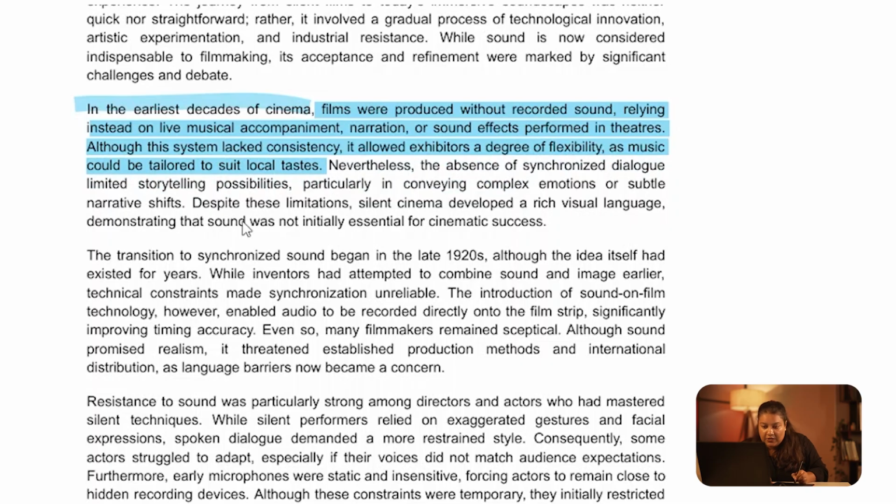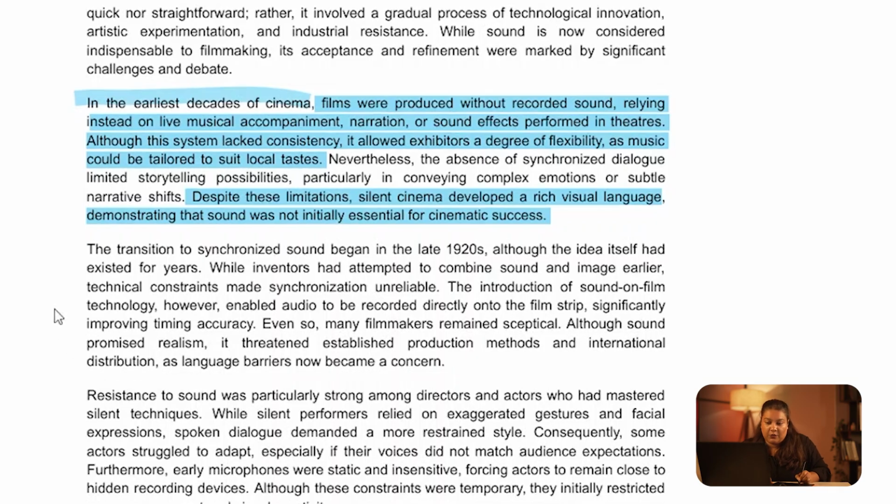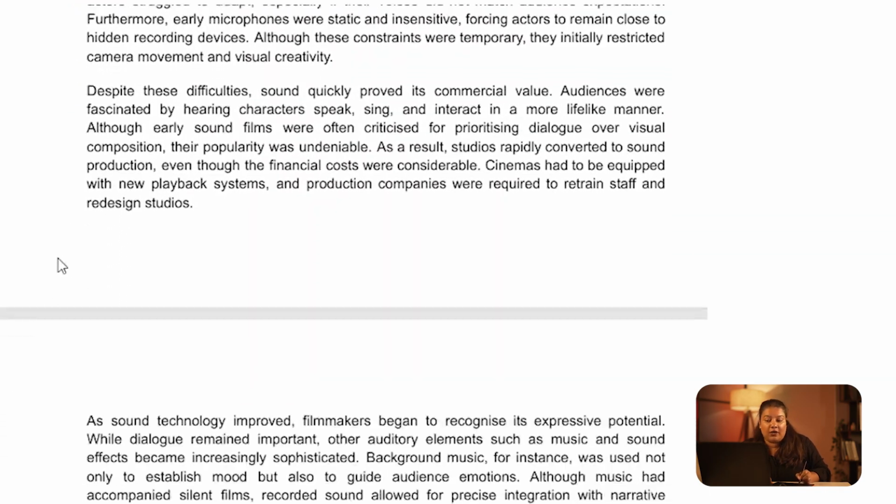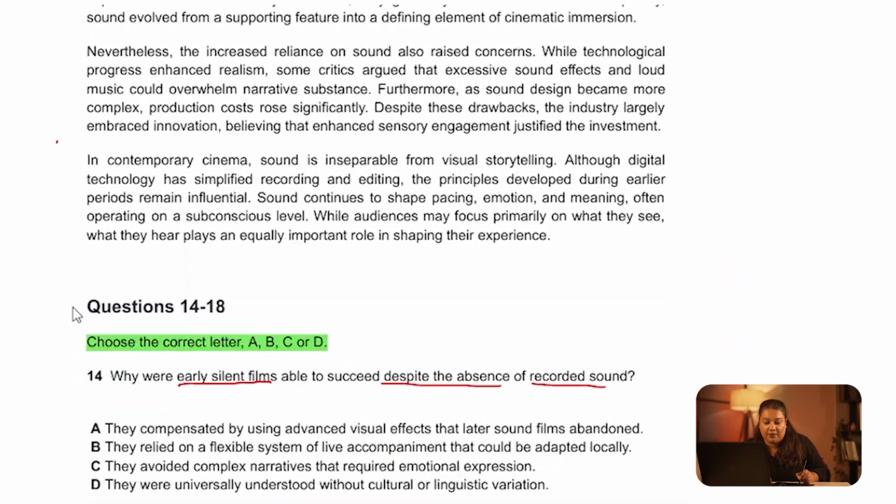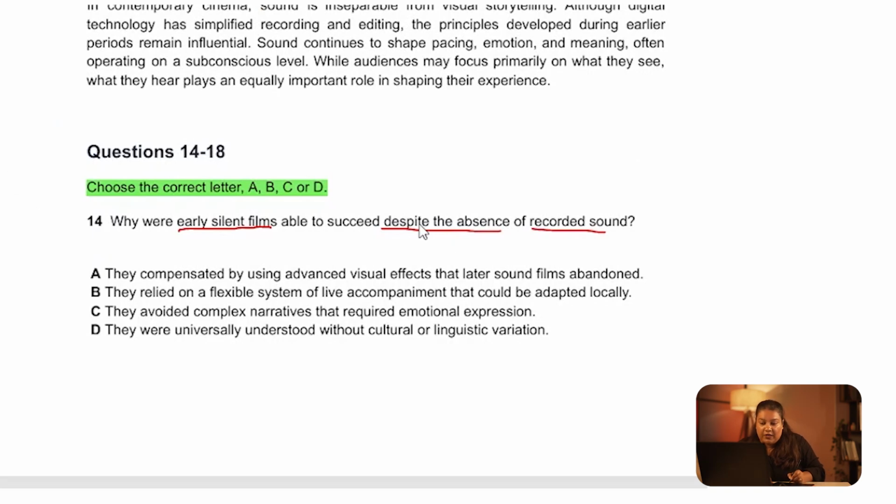And it also says, despite the limitations, silent cinema developed a rich visual language, demonstrating that sound was not initially essential for cinematic success. So we do have it here. It talks about the success, and instead it did not have any sound. How did this happen? Now we are going to be using our very important strategy here, which is process of elimination. So I'm going to be reading one by one all the options, and then we'll eliminate the options which are either contradictory to the passage or which is not at all mentioned in the passage.